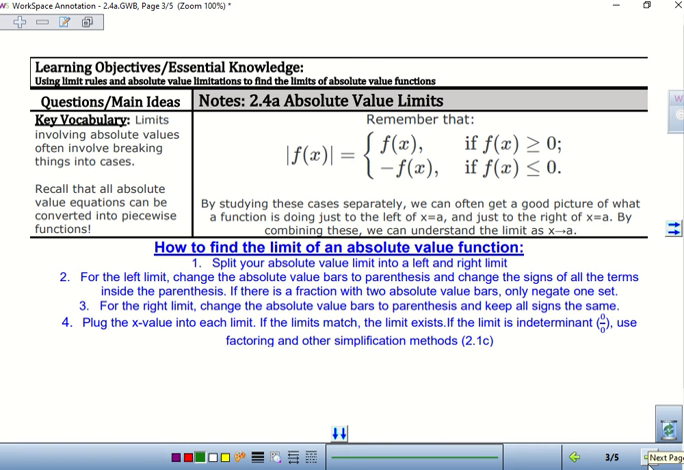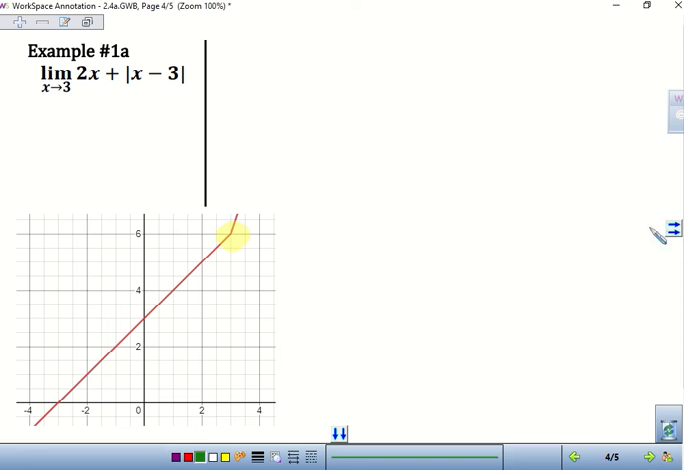So these are just the instructions on how to go about finding these. The main thing you need to understand from this conceptually is the fact that absolute value equations can always be rewritten as a piecewise function, because there's the piece that's the negative slope and the positive slope, and if you put them together into one equation, that's how you get an absolute value. Alright, so on this question, we have the limit of 2x plus the absolute value of x minus 3.